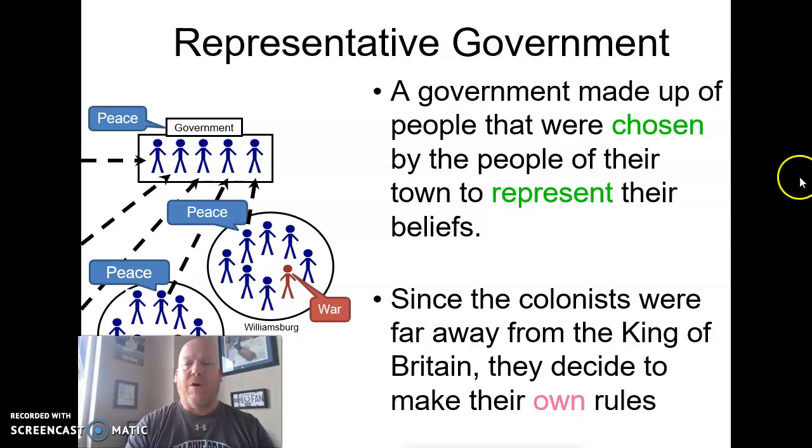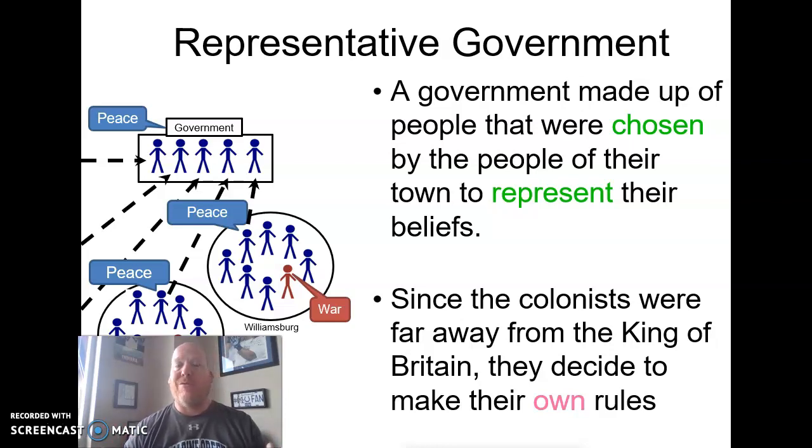Okay, so let's go right down here. This is going to be your first notes, the fill in the blank part that I showed you a while ago. Why did the colonists feel the need for representative government? Okay, they came from England.